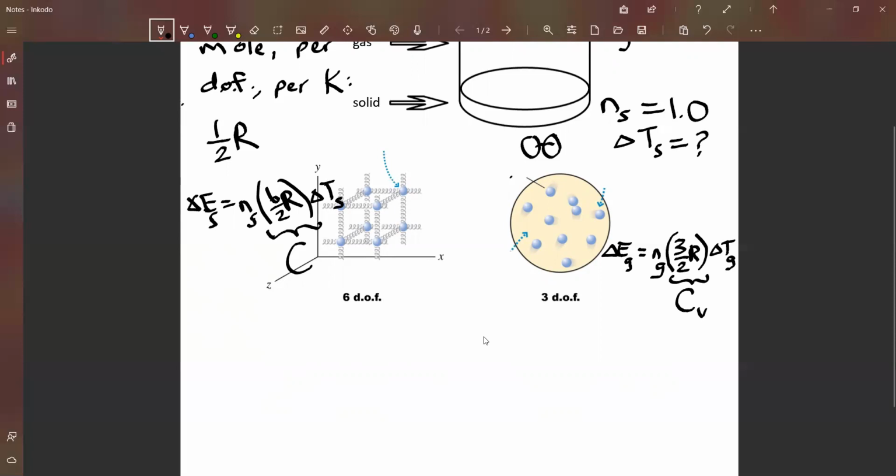Okay, and the whole idea here is that the energy of the whole system doesn't change. So the gas and the solid are not exchanging energy with their surroundings, just with one another. So delta E of the solid plus delta E of the gas is 0. So we set these equal to each other with a minus sign, of course.